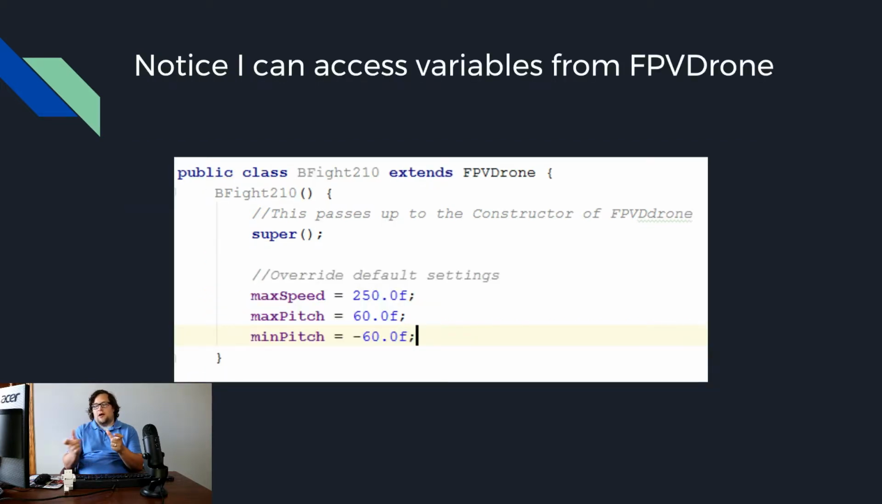Another thing I wanted to point out, notice now that if I wanted to change the parameters or the values of the defaults in the bfight class, I can do that in the constructor. I can go in and set max speed equal to 250 because I declared them as protected. So anything that derives from that, and in Java, anything that's in their package, can actually reference them.